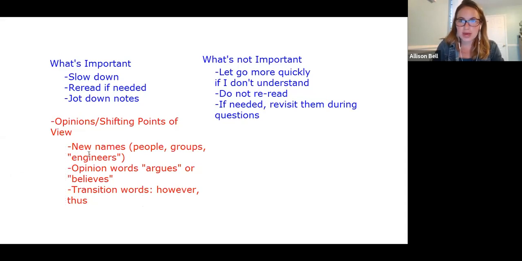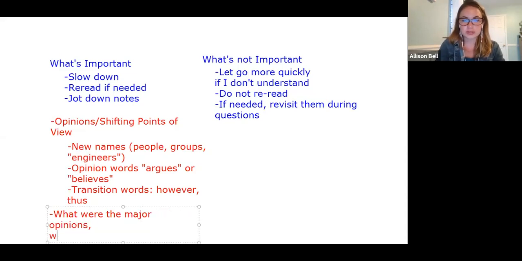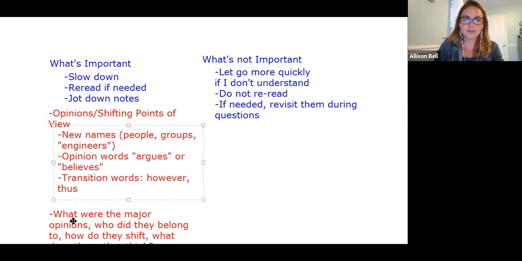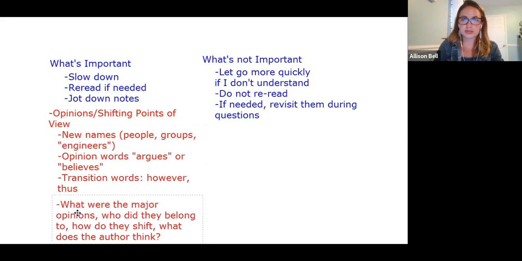The reason for that is that I know what I need to understand when I walk away from a GMAT passage is what were the major opinions, who did they belong to, how do they shift throughout the passage, and what does the person who wrote this passage think. If I can walk out of the passage and I can loosely describe that, I am in good shape for the questions.